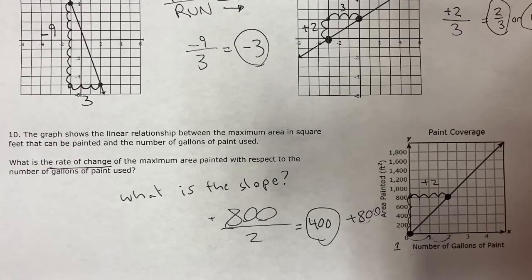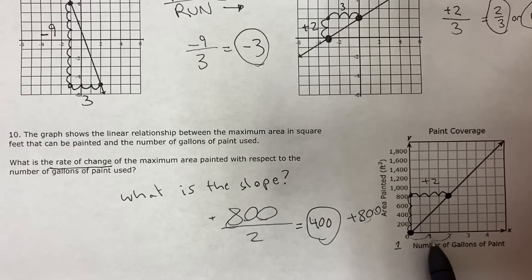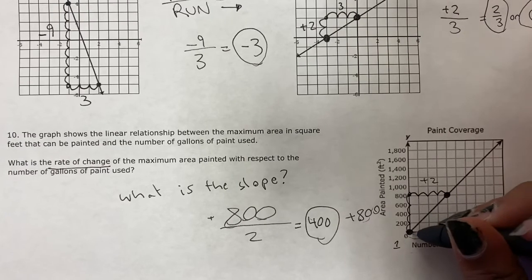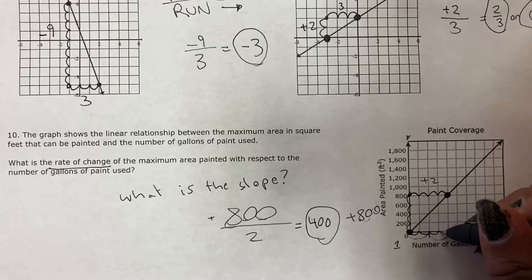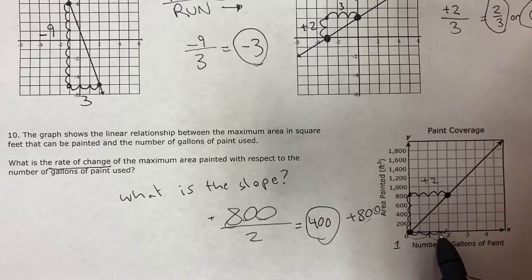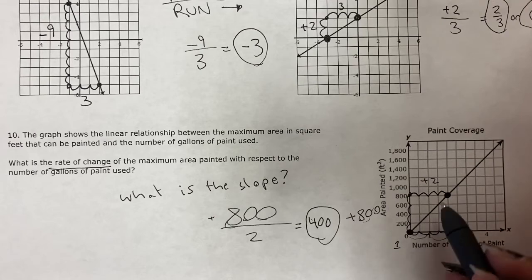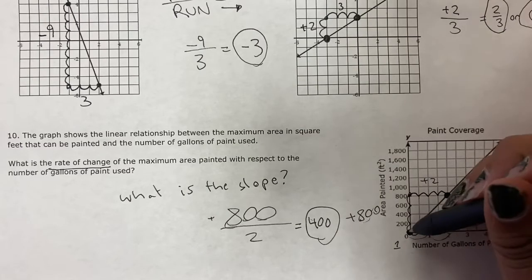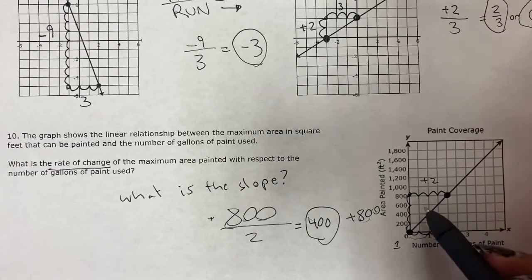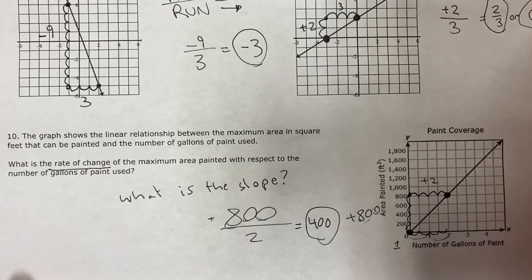So when you're taking your test, make sure you pay attention to the intervals, because sometimes people mess up and they'll say 1, 2, 3, 4, thinking they're going over 4 times. So don't do that. You have to look at the interval and see that this is 800 and this would be 2. And you would get a slope of 400.